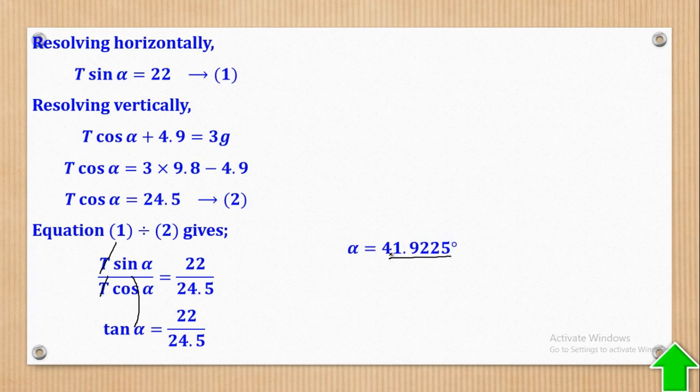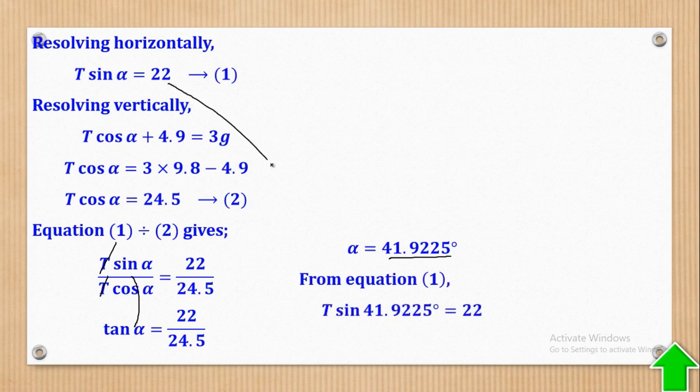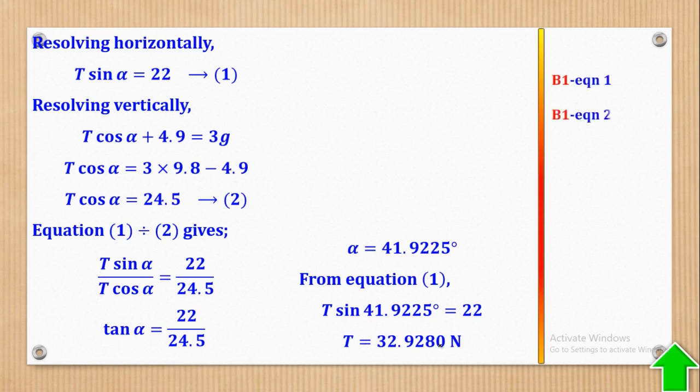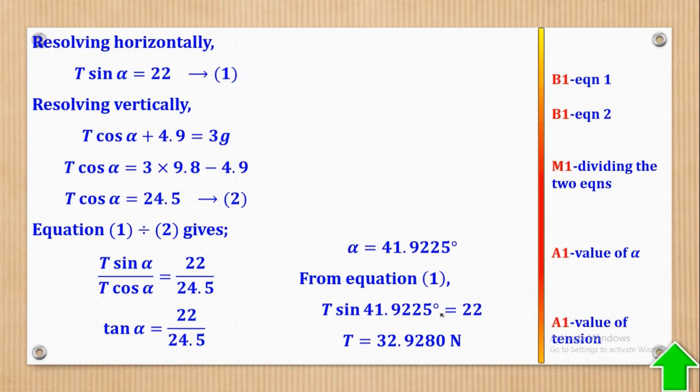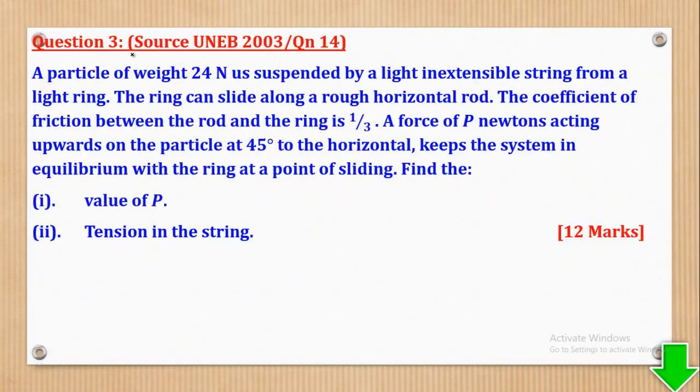41.9225 degrees. But they also wanted the tension in the string, so I'll come back and from equation 1, I'll substitute for alpha and be able to get the value of tension, which is 32.9280. So basically that's what they wanted. Now let's see how marks can be awarded. So B1 for equation 1, B1 for equation 2, M1 for this division, A1 for the value of alpha, A1 for the value of tension. So that has been question 2.